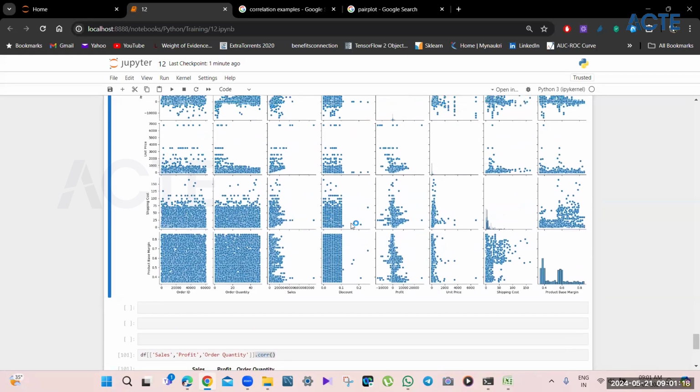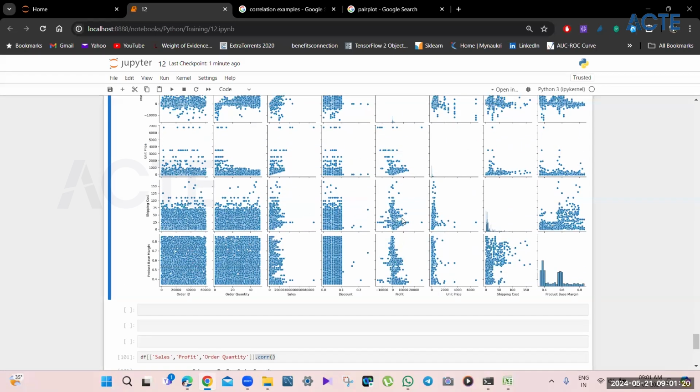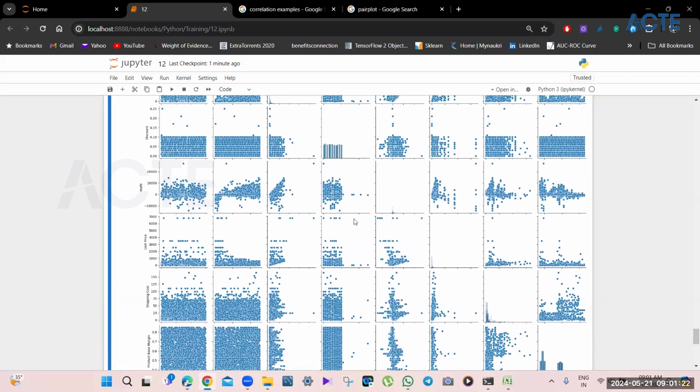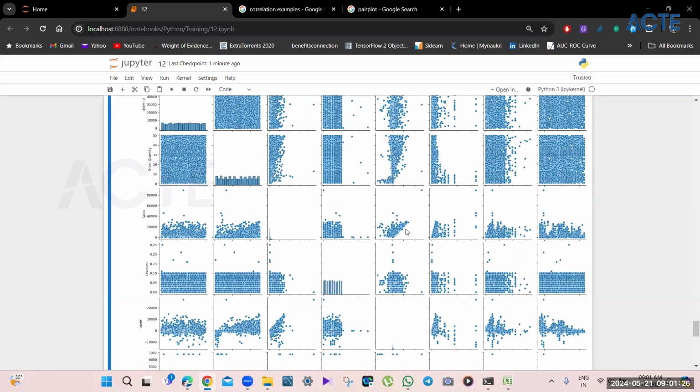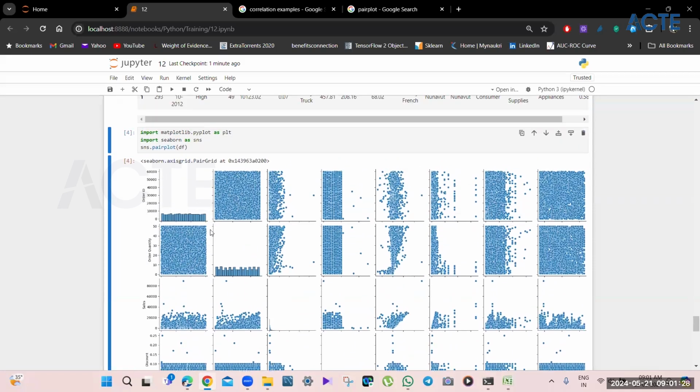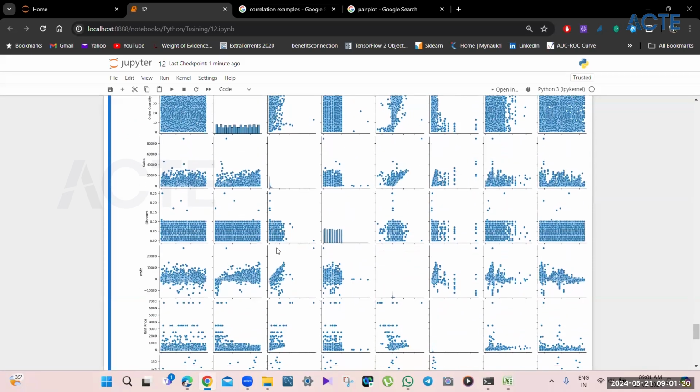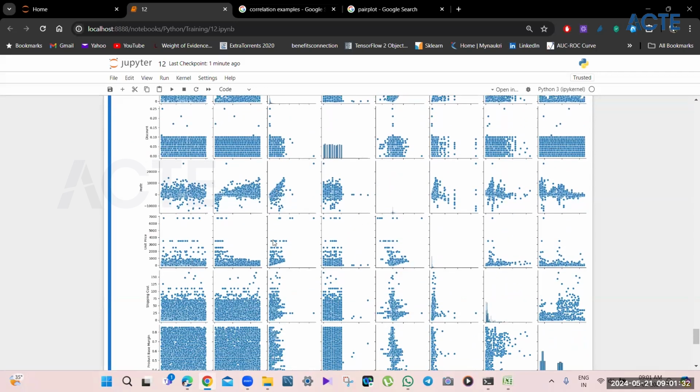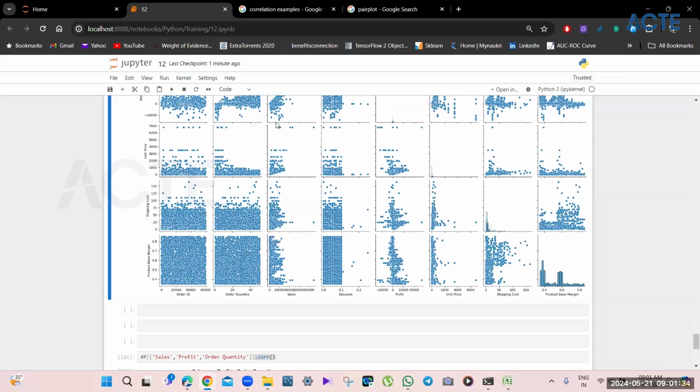Other than that, I don't see visually any variables which have a strong correlation between them. So only profit and sales appear to have a good correlation. So how am I able to deduce that? Using a graph, which is a scatter plot.